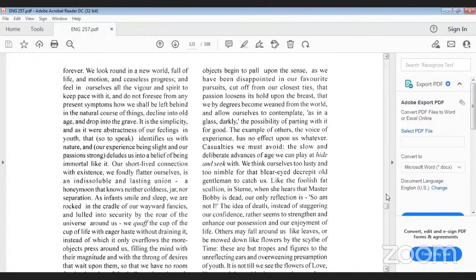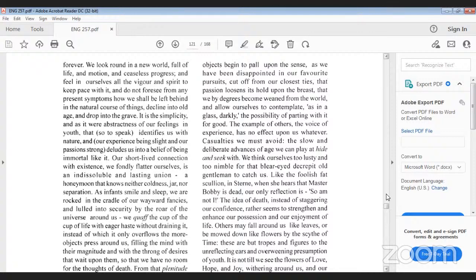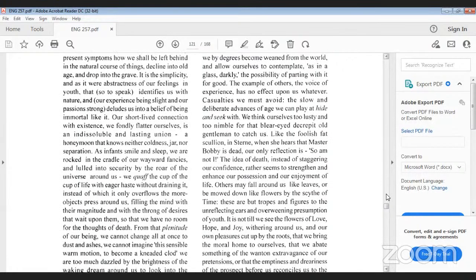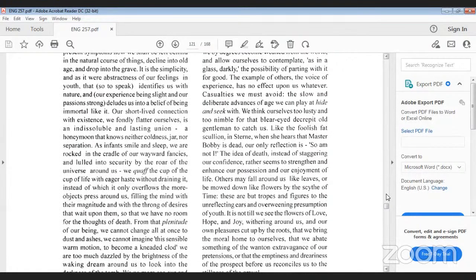It is the simplicity and, as it were, abstractness of our feeling in youth that, so to speak, identifies us with nature, and our experience being slight and our passions strong, we deceive ourselves into a belief of being immortal like it. Our short-lived connection with existence, we fondly flatter ourselves, is an indissoluble and lasting union.